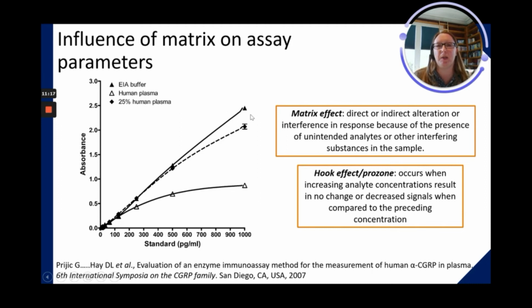And this is because you have a matrix effect, where there is apparent interference of the plasma on the measurement of the substance. This also results in a hook effect or prozone, where increasing analyte concentrations result in no change or decreased signals when compared to the preceding concentration. If you dilute that plasma, you return to almost 100% recovery. And this is by no way a recommendation of anything in particular that you might do, but it's something to bear in mind, that you should always be considering how you prepare your samples in terms of how you do your assay and what influence the matrix itself might have on the outcome of the experiment.